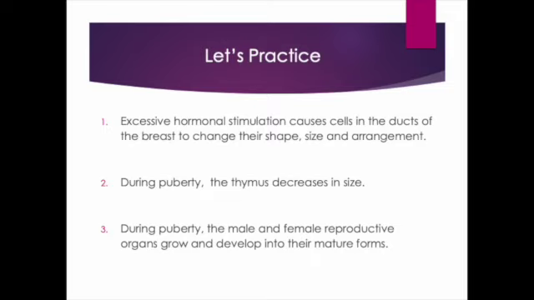During childhood, the thymus decreases in size. This is atrophy. And during puberty, the male and female reproductive organs grow and develop into mature forms. If you chose hyperplasia, you're correct.